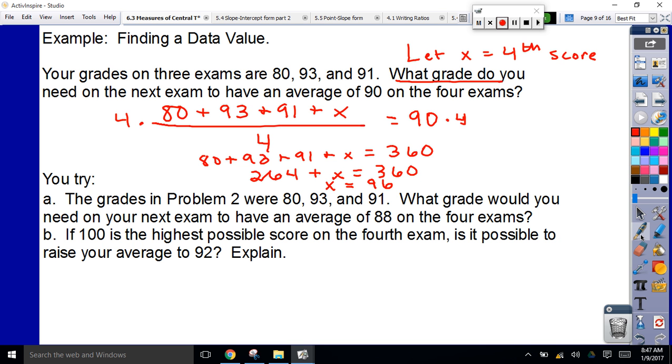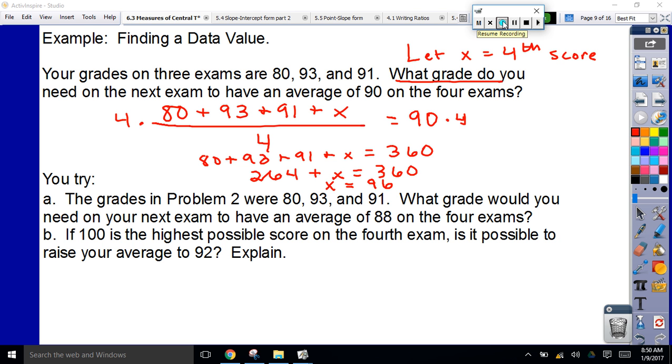Okay, any questions about what I just did? Okay, next one is one for you to try. So you're going to be setting it up the same way, except that you have the same grades, but you need to decide what you need on your next exam to have an average of 88, and then also answer question B. So I'm going to pause the video.